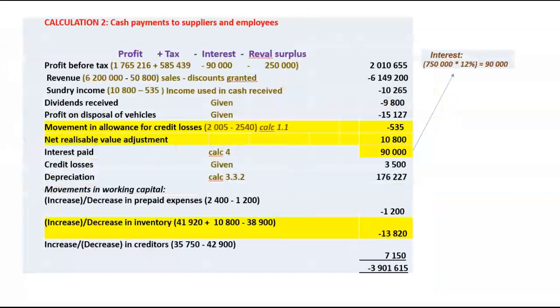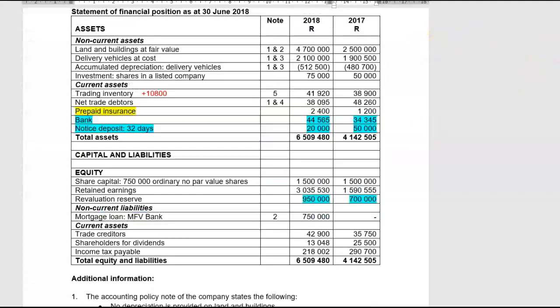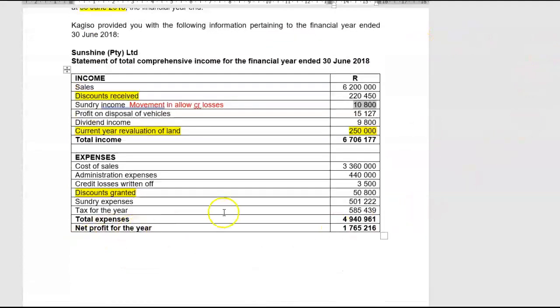Now, the only thing that I want to show here, let's quickly look at this calculation of cash paid to suppliers and employees. Now, it starts with profit before tax. If you look at the amounts that they gave you in the income statement, they give you net profit for the year, and then obviously tax was deducted. That was income less expenses, and that's where they got the tax figure, the net profit figure. So our net profit of 1,765,216 is after the tax figure of 585,439 and after the revaluation figure, which they have treated as income.